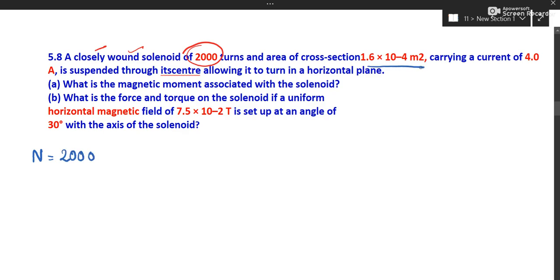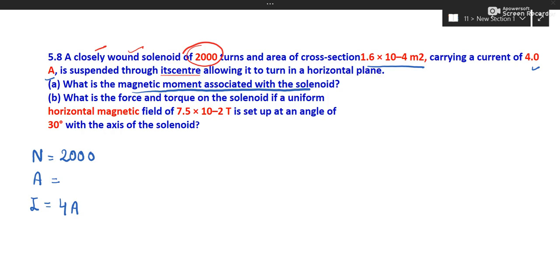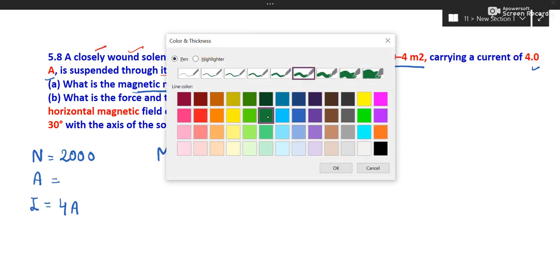This is the area of cross section of the solenoid, note it down. Similarly, this is 4 ampere, that is the current. So we have to find out the magnetic moment associated with the solenoid. So the magnetic moment associated with the solenoid is asked. This thing is asked. So what is the formula of magnetic moment?